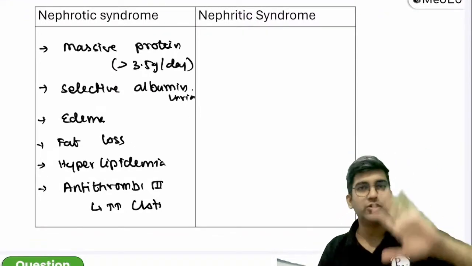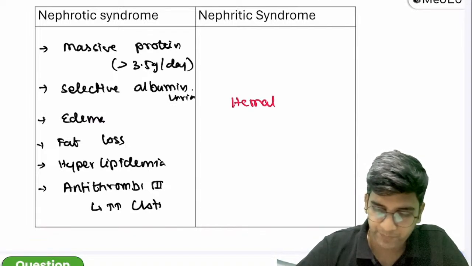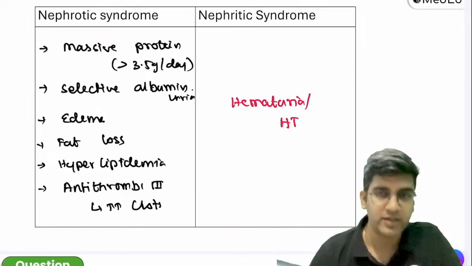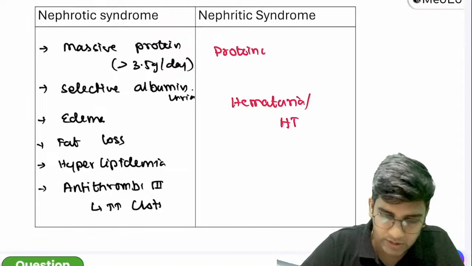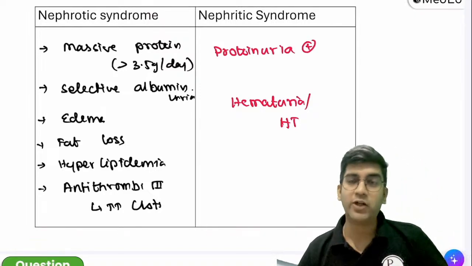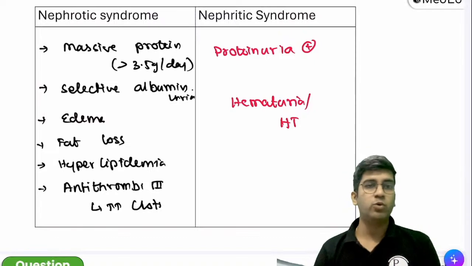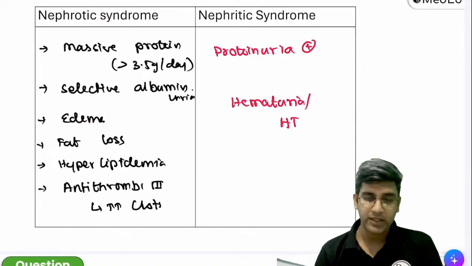Nephritic syndrome will have nothing of this. Two classical findings. One is hematuria. Other one is hypertension, right? Yes, this also will have proteinuria, but it's non-selective and it's less, like 1 gram, 2 gram. It will never be a massive 3.5 gram and more proteinuria, and albumin will not become reduced in case of a nephritic syndrome. Fine.